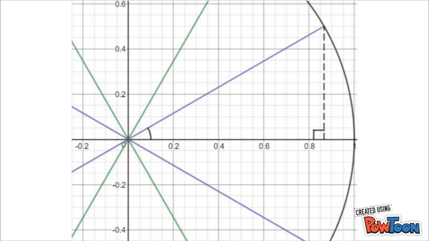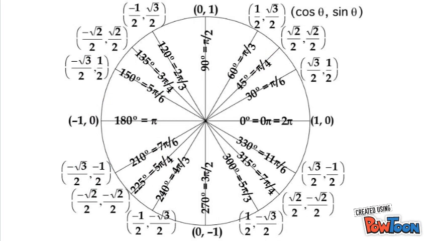If we look at the line that makes a 30-degree angle on the circle, we can see that it makes a right triangle with the x-axis. We can apply the rules for a 30-60-90 triangle and know that the adjacent side, or x value, equals 1/2, and the opposite side, or y value, equals the square root of 3 over 2. The same thing happens for any line on the unit circle.